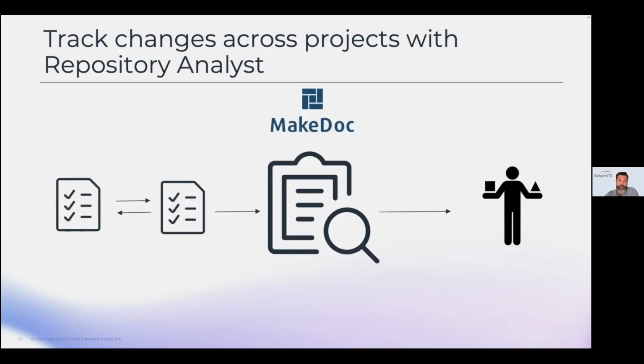So the first one is repository analyst. What it does is simply it compares two different versions. So you can imagine that you generate documentation from one version of your source code, and some other day you will generate a updated source code. So you will get another snapshot of your environment or your projects. And then you can take those two, let's call them snapshots, and compare them.